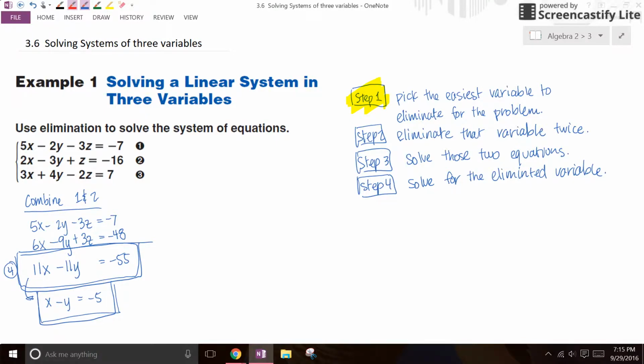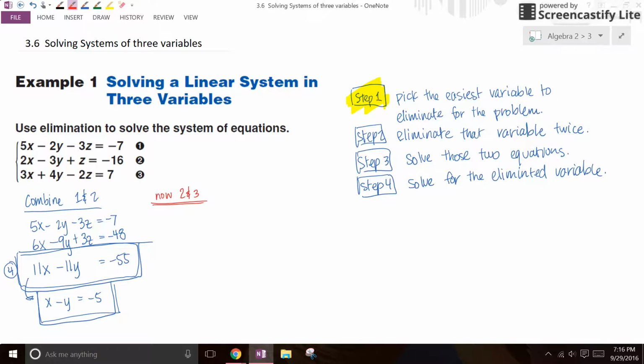Now I will go ahead. We've combined 1 and 2. Now I'm going to do 2 and 3. Now, again, I have to do the same variable that I just did. So I have to do z now. There's no ifs, ands, or buts. You have to do this. This is all part of step 2. We have to combine the 2 equations to get rid of a letter. Then we got to combine 2 other equations to get rid of a letter.